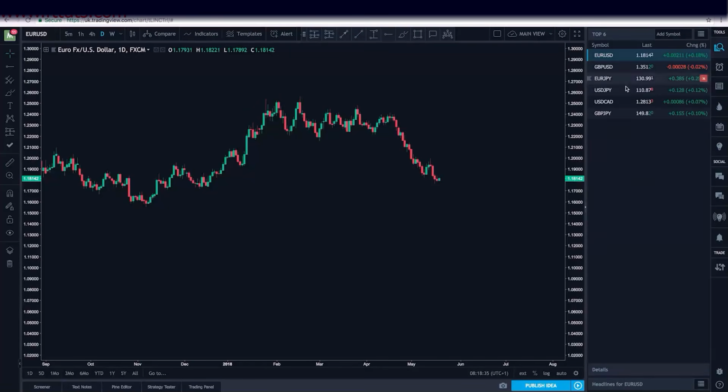And these are some of them. So the euro over the US dollar, pound over the US dollar, the euro over the Japanese yen, the dollar over the Japanese yen, the US dollar over the Canadian dollar, and the Great British pound over the Japanese yen. So very reliable currency pairs.